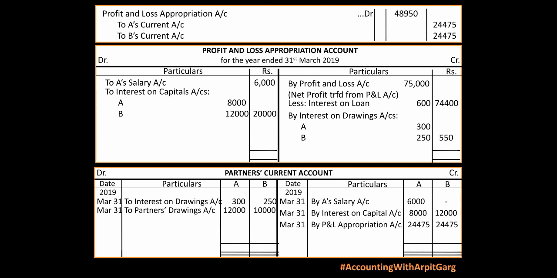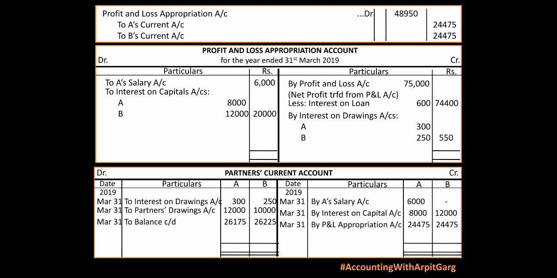Then, as we know, first ledger accounts are maintained, after that trial balance, and after that we come to our financial statement. So, profit and loss appropriation account will be prepared later on. So, first we will close our partner's current account by passing closing entry, that is March 31st to balance c/d rupees 26,175 and rupees 26,225.